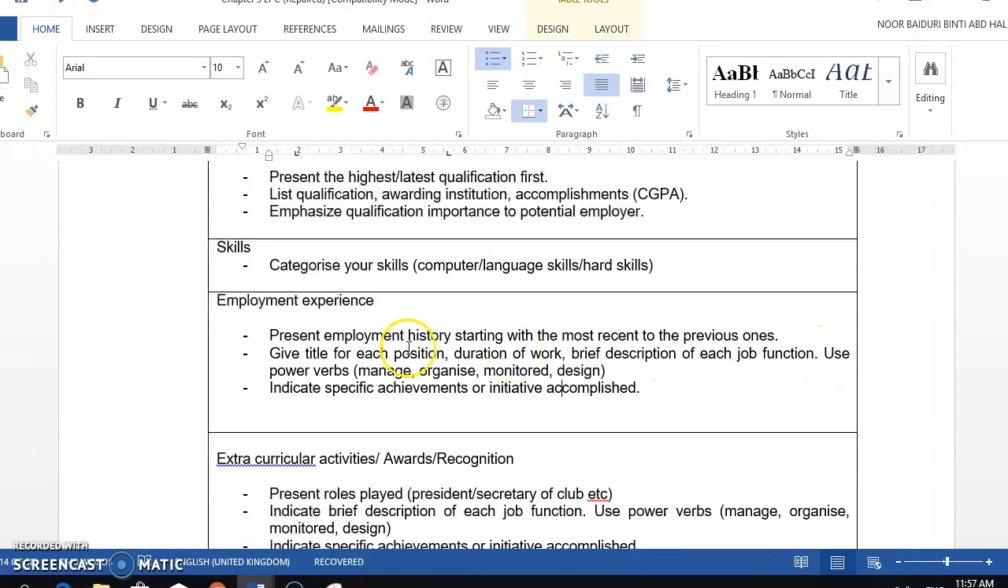And yeah, use power verbs, words like manage a group of students, for example, or organize a program at international level. Okay, monitored some students, or design using AutoCAD, for example. So these power verbs will be able to demonstrate the skills or achievements that you have managed to accomplish in the past.